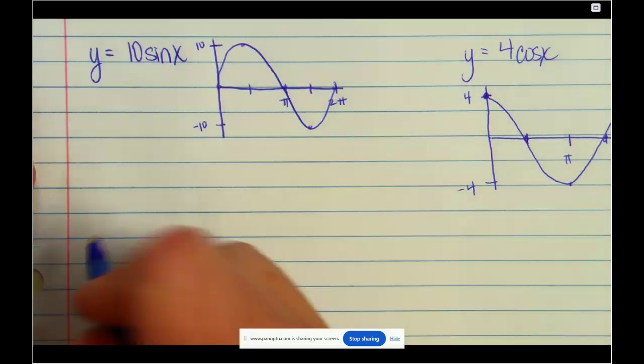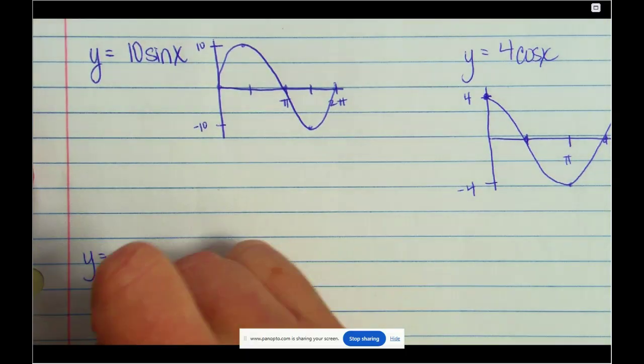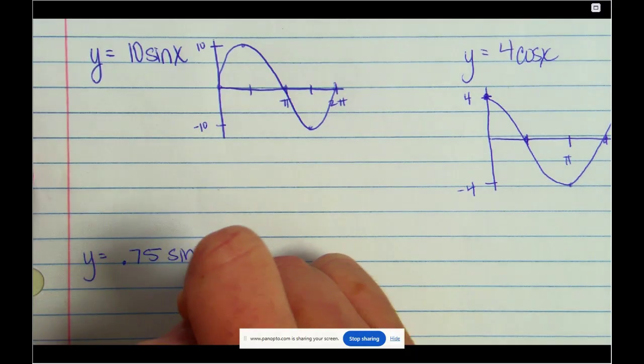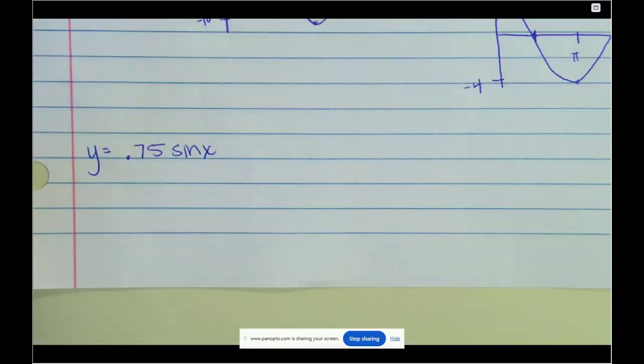And so then let me have you do one more, and then we'll talk about what D does. So let me have you do 0.75 sine x. 0.75 sine x. Please and thank you.